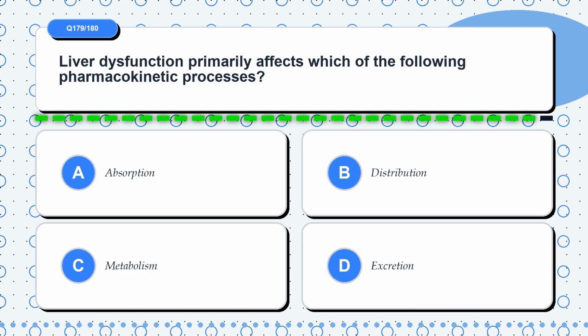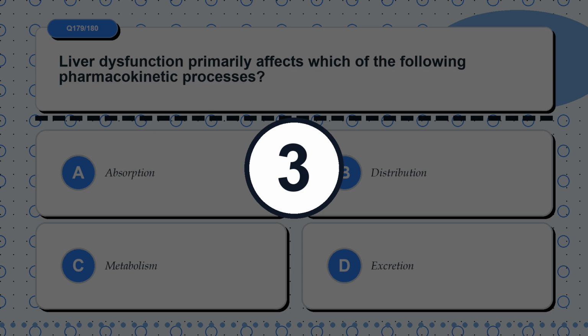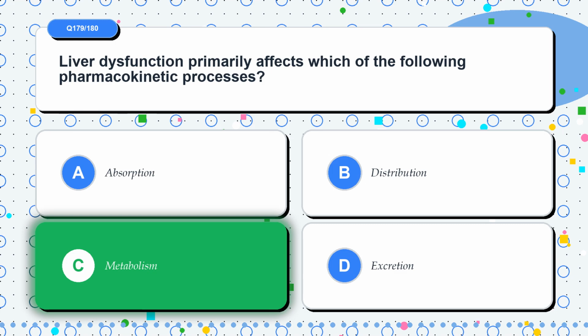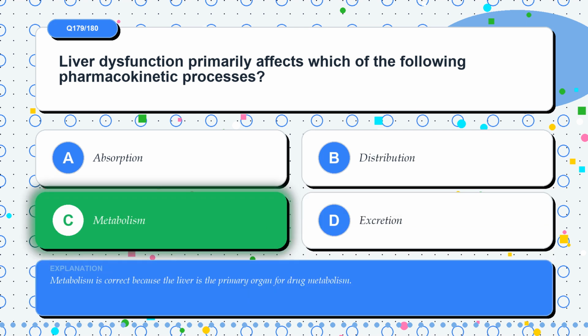Question 179. Liver dysfunction primarily affects which of the following pharmacokinetic processes? Here are the options. Option A, absorption. Option B, distribution. Option C, metabolism. Option D, excretion. The correct answer is option C, metabolism. Metabolism is correct because the liver is the primary organ for drug metabolism.